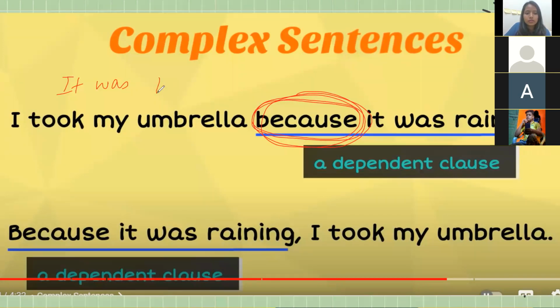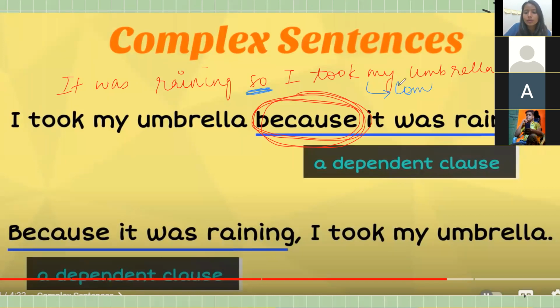Sorry. What sentence is this? Complex. No, ma'am, compound sentence. Why is it a compound sentence? Give me a reason. Ma'am, because we added "so". Because we added "so", one of the FANBOYS. "So" is a conjunction. So this is a compound sentence.